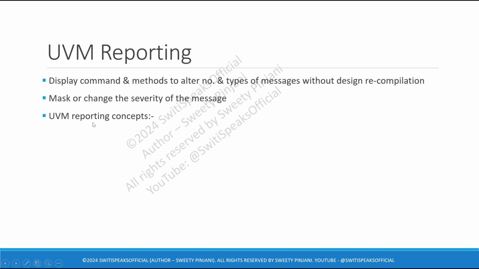What are important concepts in UVM reporting? The first concept is severity. How severe is your message? It indicates the importance of your message. If it is fatal, it means something very serious has occurred. The highest severity is fatal. If some error has occurred, the severity is error. If no error has occurred but some warning has occurred, severity is warning. If you are just printing something for getting information, it is called info. Highest severity is for UVM fatal, lowest severity is UVM info.